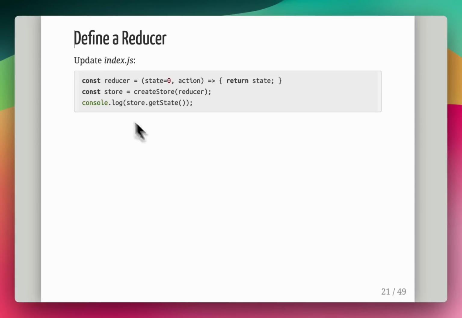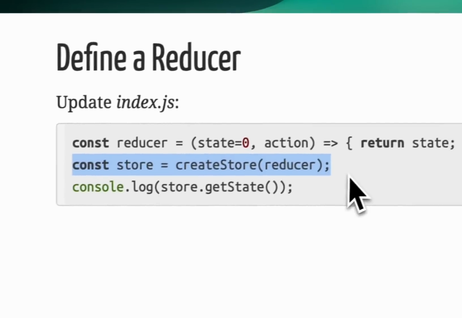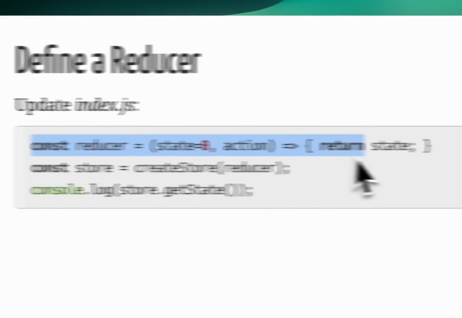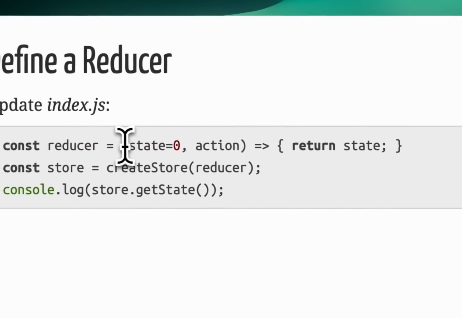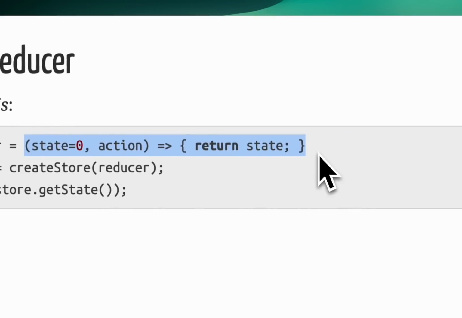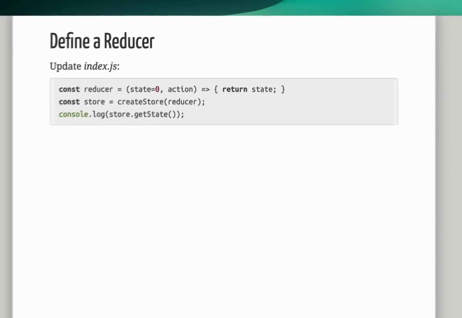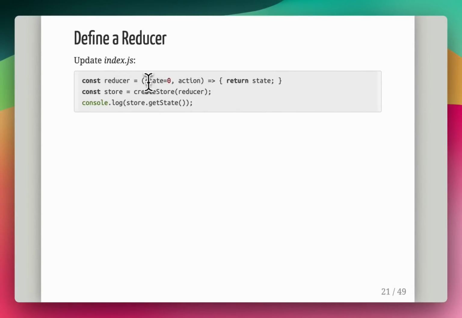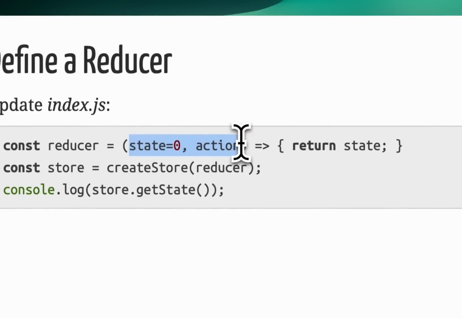So in your index.js file, before defining the store, you define a reducer like this. A reducer is nothing but a function. You can use the arrow function syntax, or you can use the function keyword if you prefer that. Now this reducer function will take two parameters. The first one is the state, and the second is the action. Now for this tutorial, the initial state is set to be a number 0.